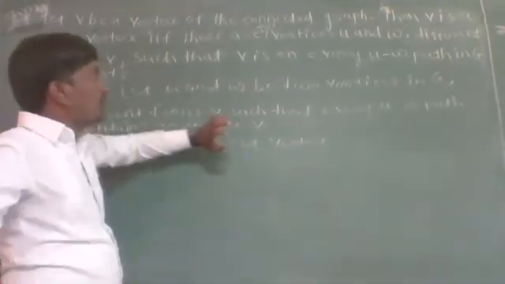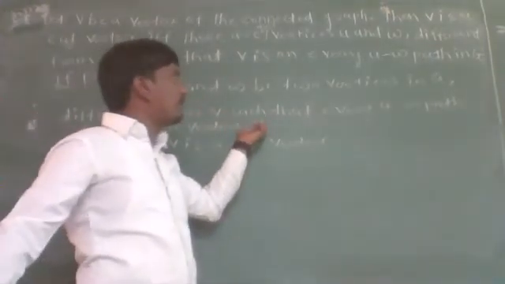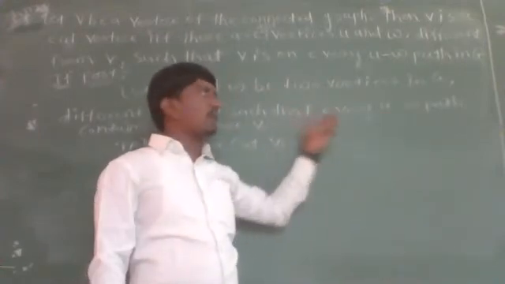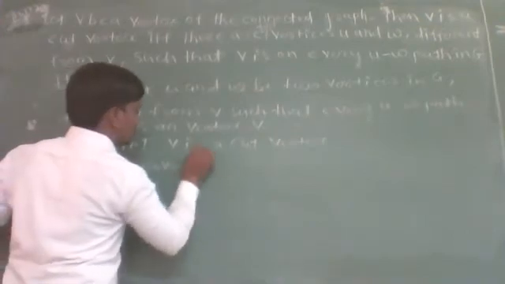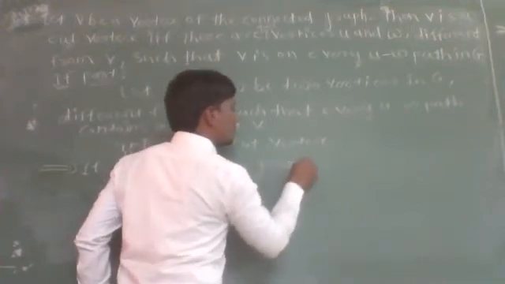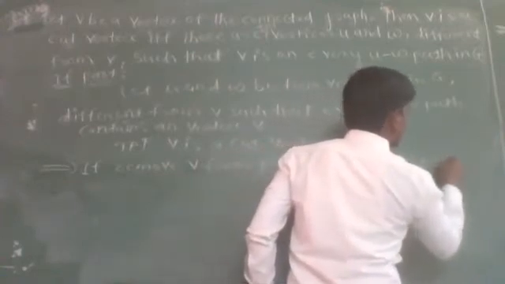As given, U and W are two vertices of graph G different from vertex V, such that every U to W path contains the vertex V. So if we remove vertex V from that path, then there is no path from vertex U to W. Then graph G minus V becomes a disconnected graph. If we remove V from graph G, then G minus V becomes disconnected.